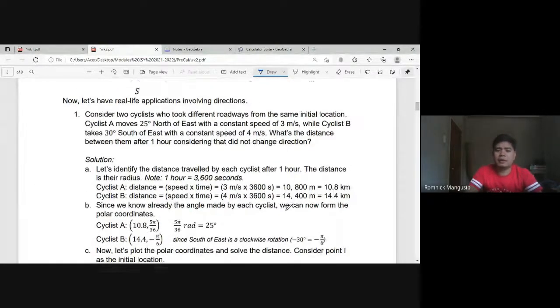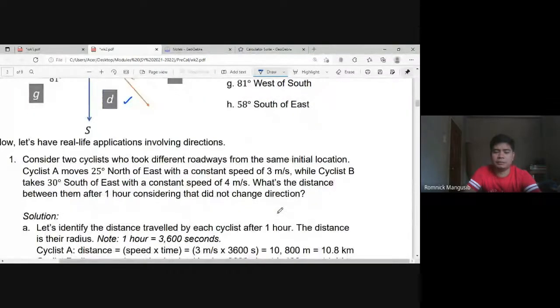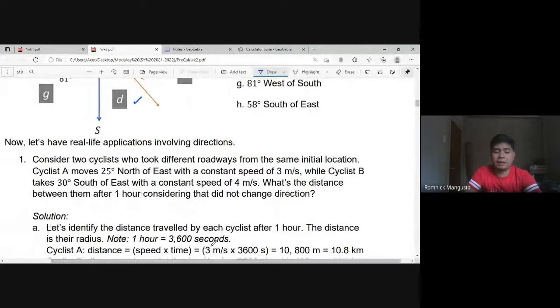In the problem-solving class, sa problem-solving, tulad itong number 1, just to give you yung paraan ng pagkakaintindi dito, dalawang cyclists took two different roadways from initial location. So, ibig sabihin, posibleng yung dalawang cyclists ay nasa isang lugar lang. Si cyclist A ay nag-move 25 degrees north of east. So if this is east, then he moves 25 degrees north of east. So this is north. That is cyclist A.